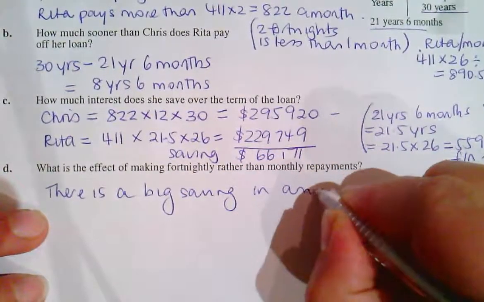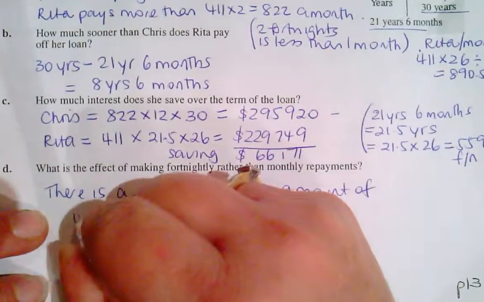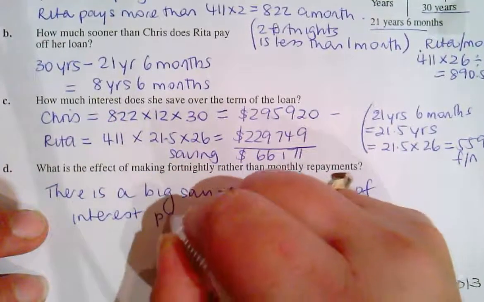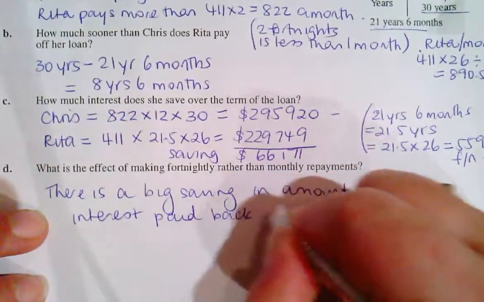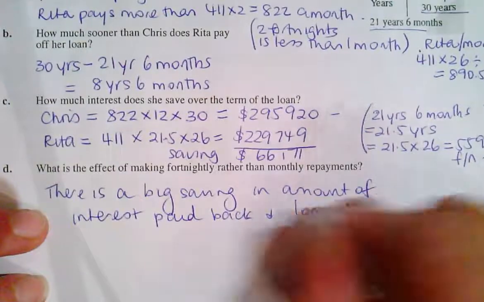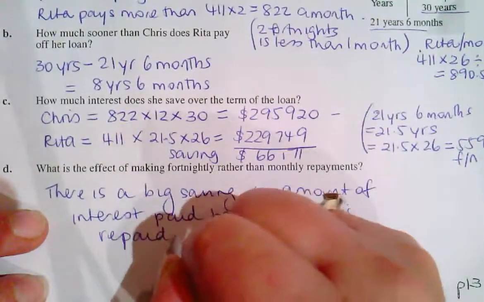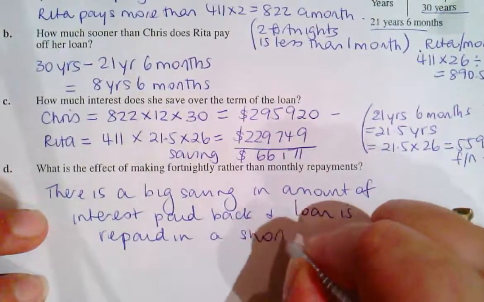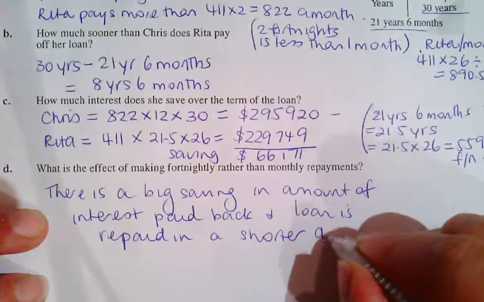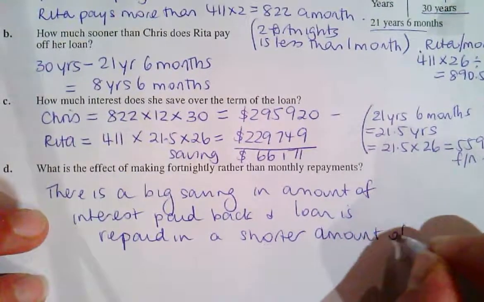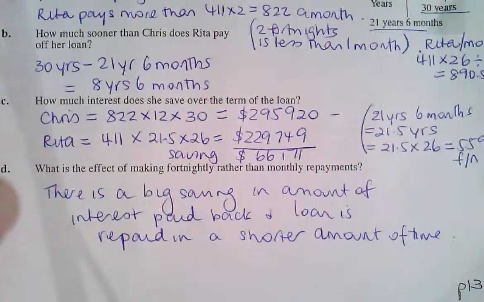The effect of making fortnightly payments rather than monthly repayments is that there is a big saving in the amount of interest paid back, and the loan is repaid in a shorter amount of time. Okay, so there's a big benefit, therefore, in paying fortnightly rather than monthly.